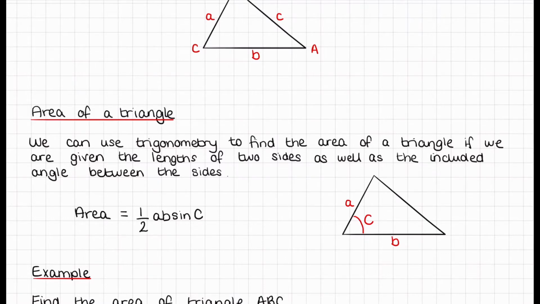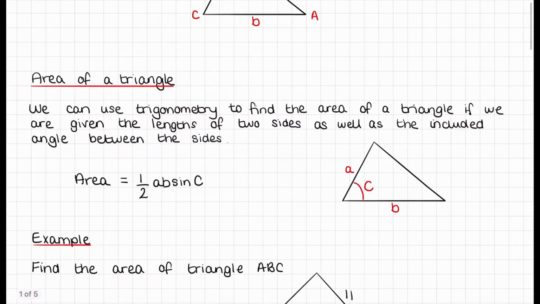As you can see in this triangle diagram, we know two sides a and b, and then angle C is between the two sides that we know. If we don't know that, we can't work it out. It has to be the included angle. We'll just do a quick example.